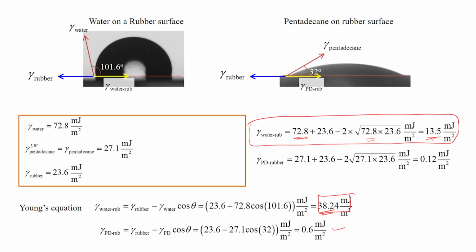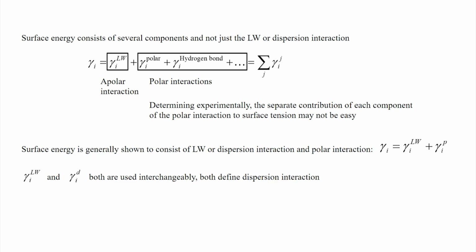So, something is missing there, and therefore it brings us to the idea that surface energy consists of several components. It is not just the LW or dispersion interaction or dispersive component. There is this apolar interaction, the Lifshitz van der Waals component, and then there are other components like the polar interaction, hydrogen bond, and acid-base interaction, where there is electron acceptor and electron donor. So, these are different interactions, and determining experimentally the separate contribution of each component of the polar interaction to the surface tension is not easy.